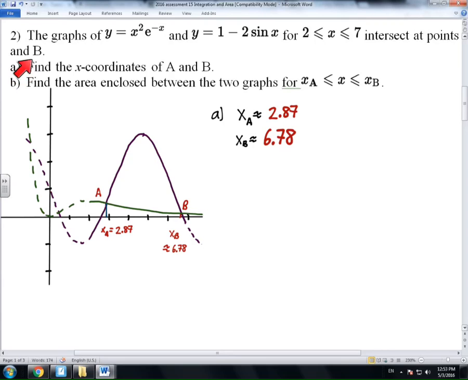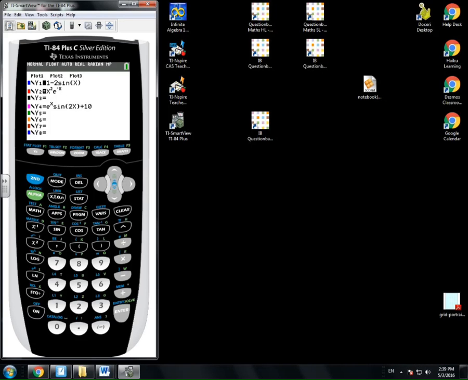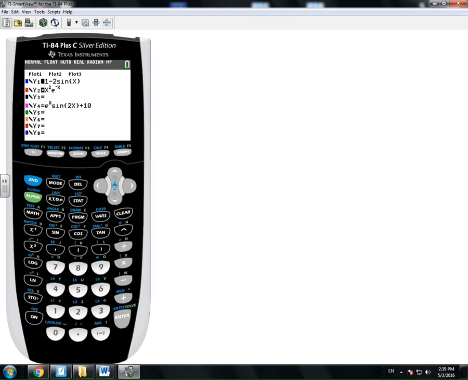It does say, though, they intersect at points A and B, find the x-coordinates of A and B, and that's what I did right here. I'll show you how I did that using technology as a quick refresher. You can see I entered y1, I entered y2, so we have the two curves. I'm going to get a nice looking graph here. Actually, hold on.